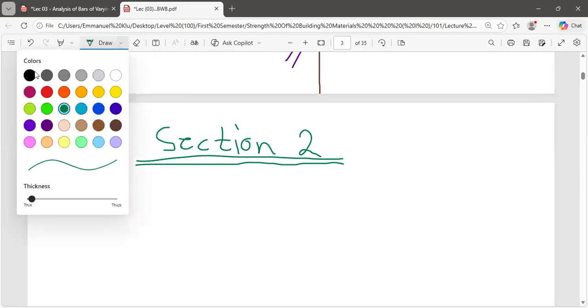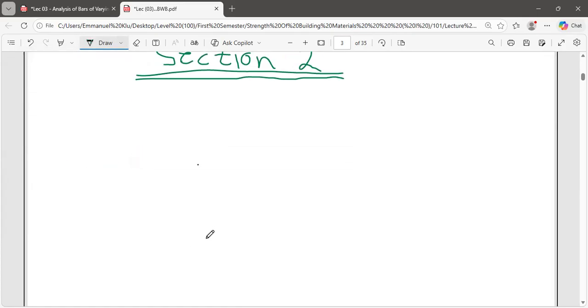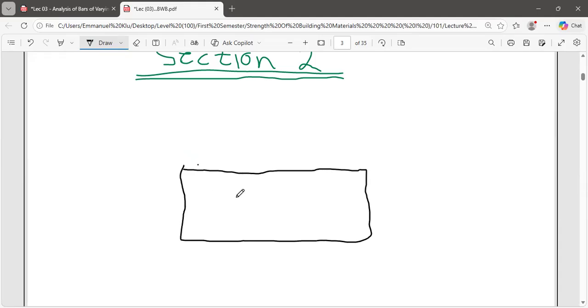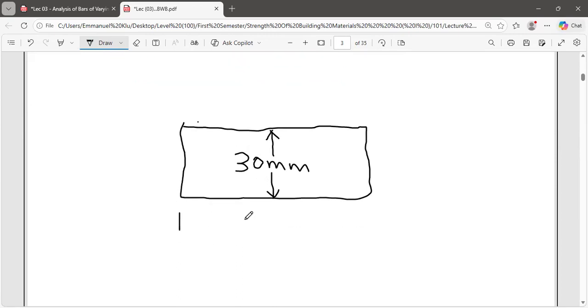From here, what do we do next? We can just put down a diagram. The diagram was given as you are seeing. Here was 30 millimeters, and then here is 250 millimeters.